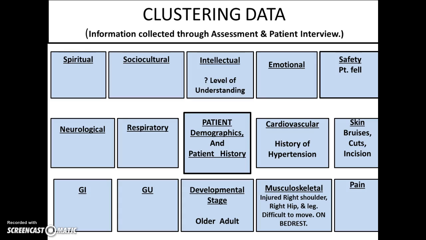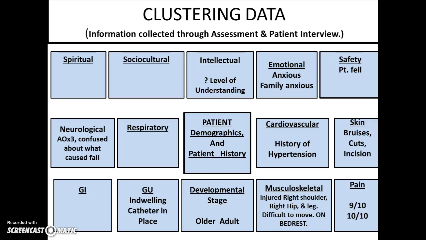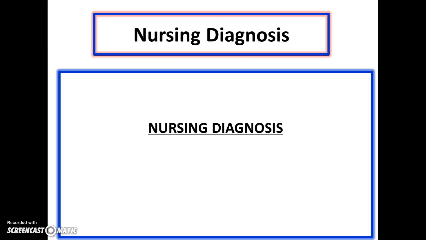You don't really know what his level of understanding is. We need to go back in and evaluate that. We definitely know he's anxious, and the family's anxious. But we do know that he's alert and oriented ×3. He's confused about what caused the fall. He doesn't know exactly what happened. So we may have to work on that. His pain's a 9 out of 10 and a 10 out of 10. He has a Foley catheter in place. That'll definitely put him at risk.